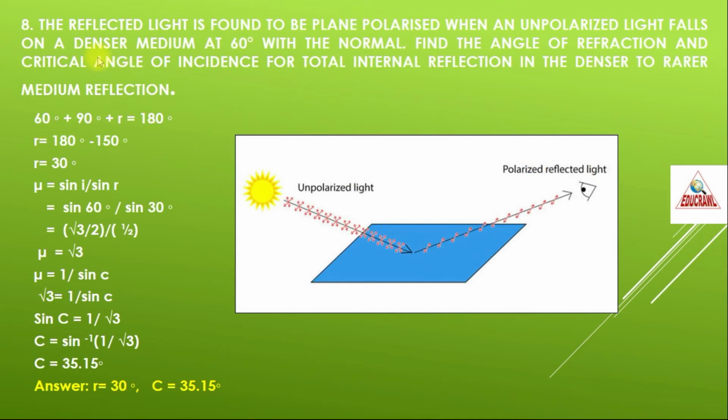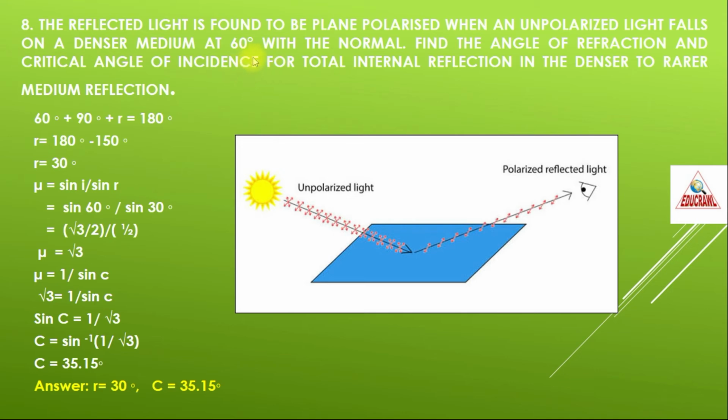Now the eighth problem. The reflected light is found to be plane polarized when unpolarized light falls on a denser medium at 60 degrees with the normal. Find the angle of refraction and the critical angle of incidence for total internal reflection in the denser to rarer medium. So angle I is given as 60 degrees, angle R we have to find, and the critical angle also we have to find.